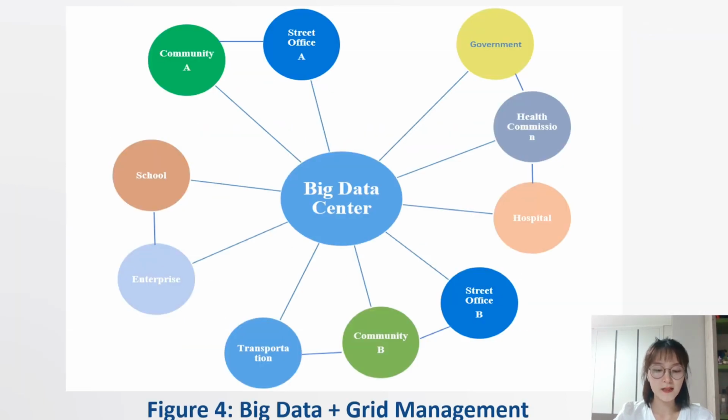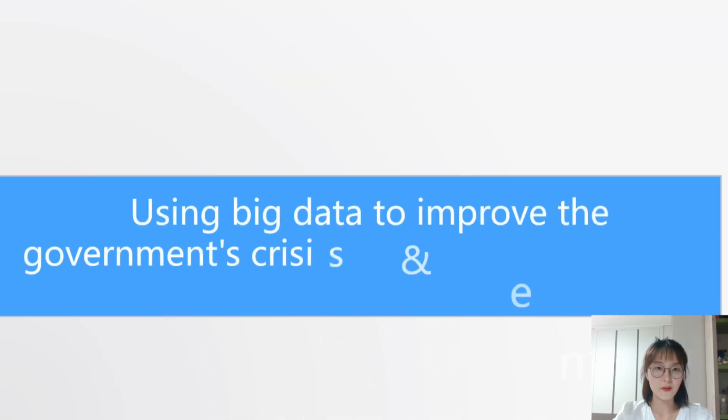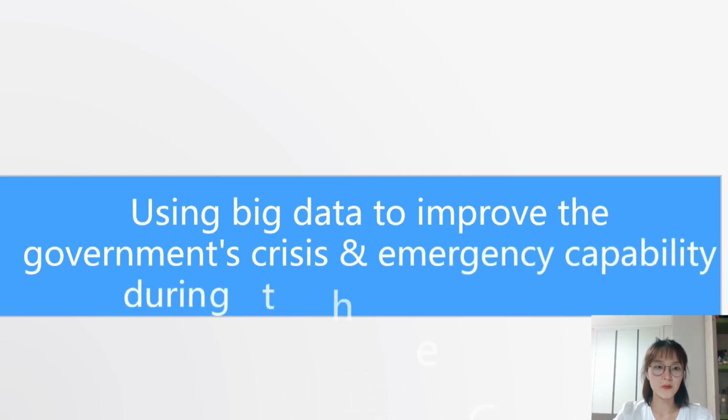It refers to dividing the city into large and small grid units according to the communities and street offices, and using big data technology to conduct information collection. At the same time, the various schools, enterprises, governments, hospitals, and other organizations also count the data in real time, and establish this multi-grade database.